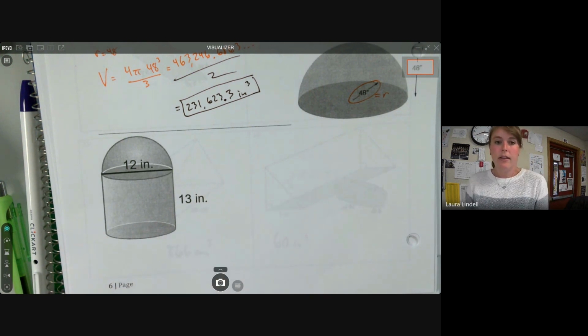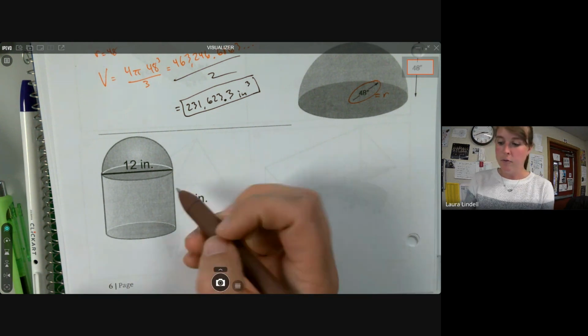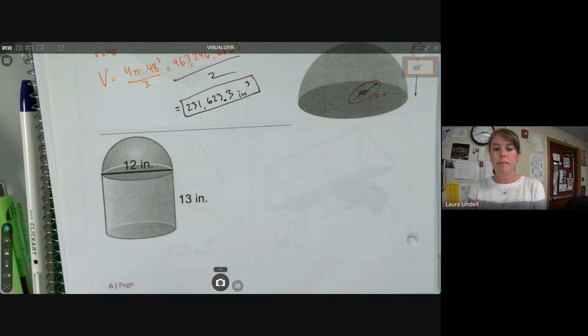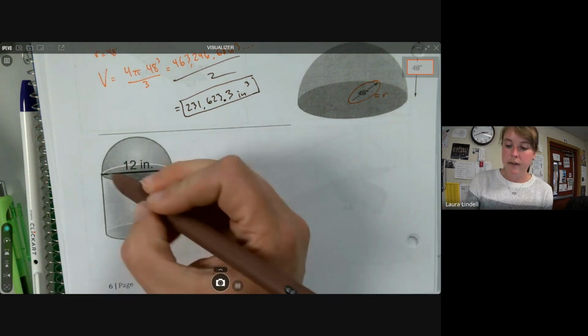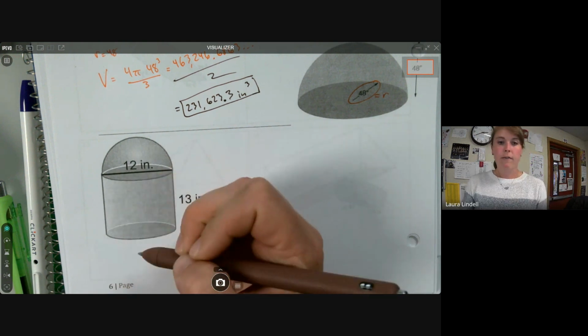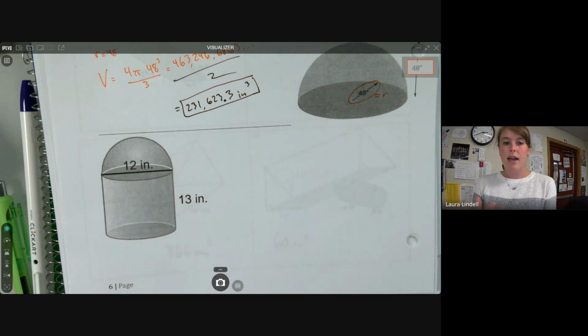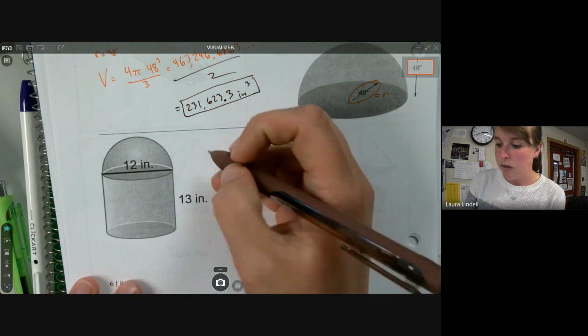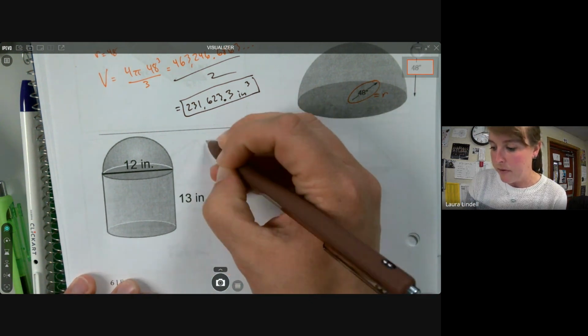What if I have this kind of thing that I want to take the volume of? All you have to do is find the volume of the 2 shapes that make it up. We know we've got half of a sphere up here, and then we have a cylinder here. So we're going to find those 2 volumes, and then we're just going to add them together. So we're going to start with the half sphere.